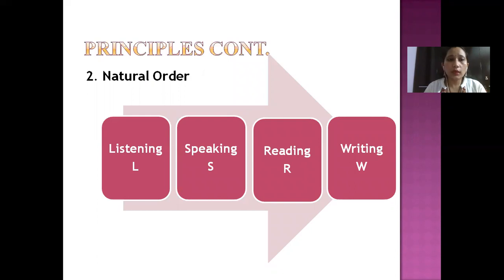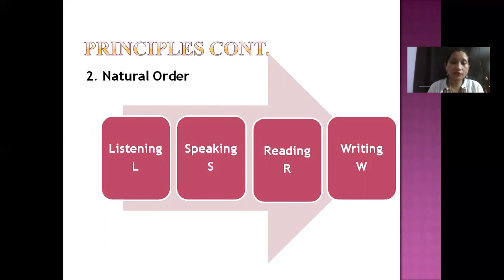Let us move on to another principle of language teaching, which is the principle of natural order. According to this principle, listening is basic to speaking. Both listening and speaking are basic to reading. Listening, speaking, and reading are basic to writing, as language learning happens in this natural order of listening, speaking, reading, and writing. But we generally see that this is done the other way in schools.